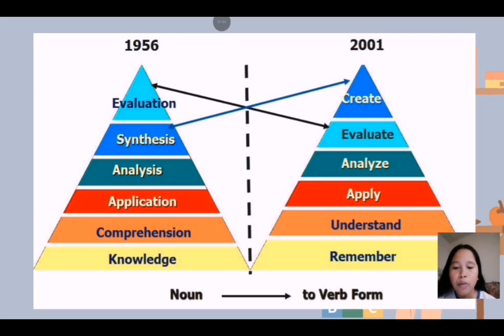Then the second is rearranging these categories. As you can see in Bloom's, the higher levels of cognitive are synthesis and evaluation, while in Anderson's, it is rearranged: evaluation became creating, and synthesis became evaluating. Then the last one is establishing the level of knowledge in the original version.